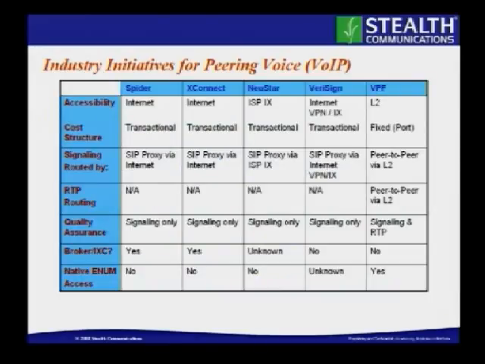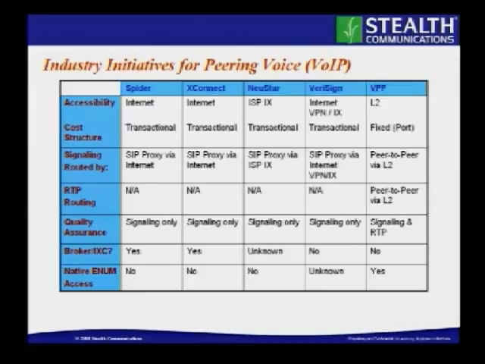Okay, so in the industry, there's a number of companies providing peering services that are based on SIP and ENUM. There's Spider Registry, I guess a nonprofit organization run by NetNumber and Arbinet. Arbinet's a clearinghouse. XConnect, a company based out of London. Neustar, VeriSign, and the Voice Peering Fabric. Each of these have very different models.